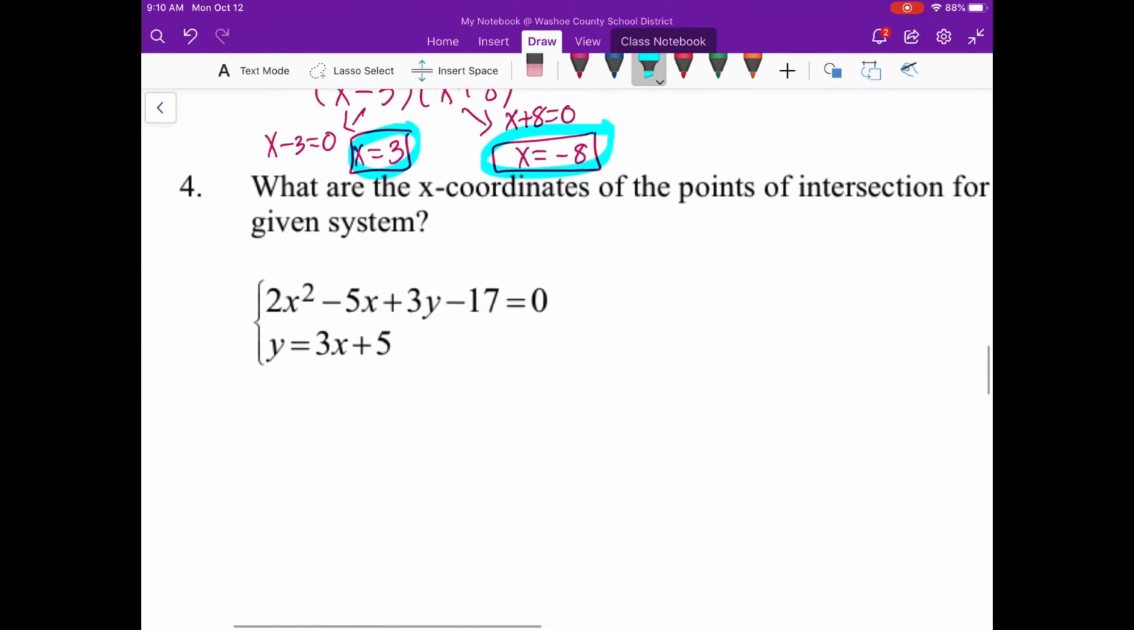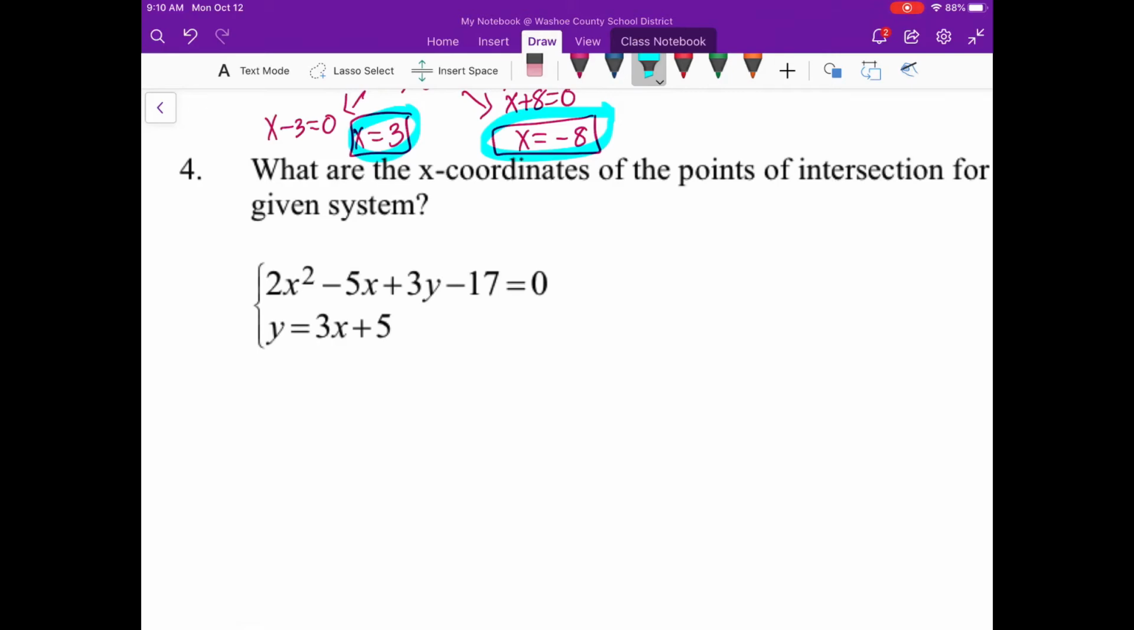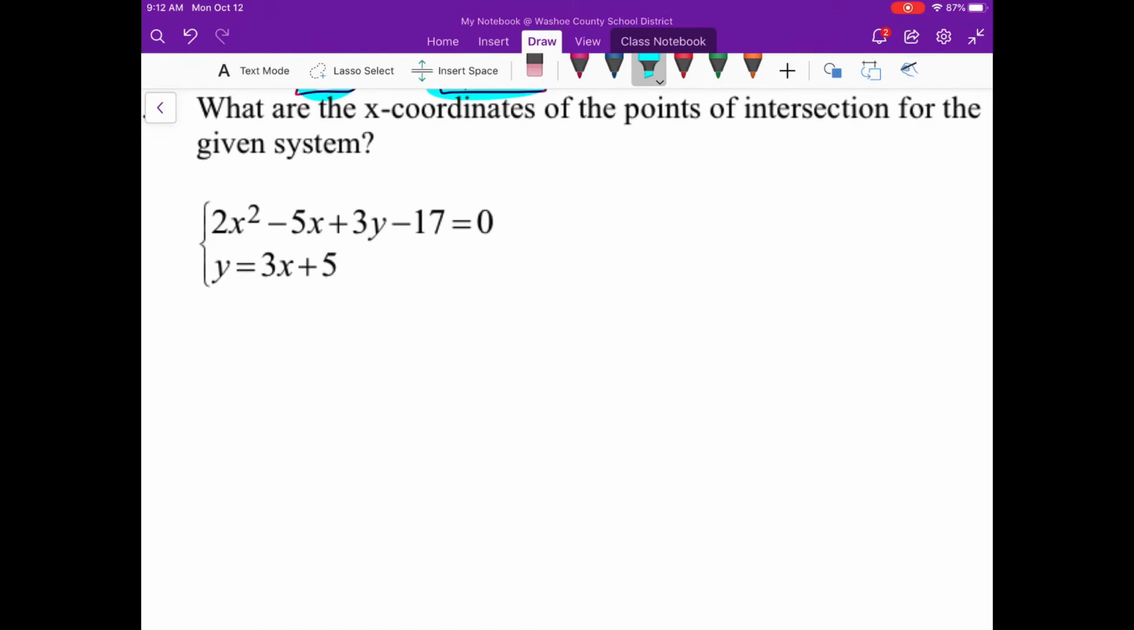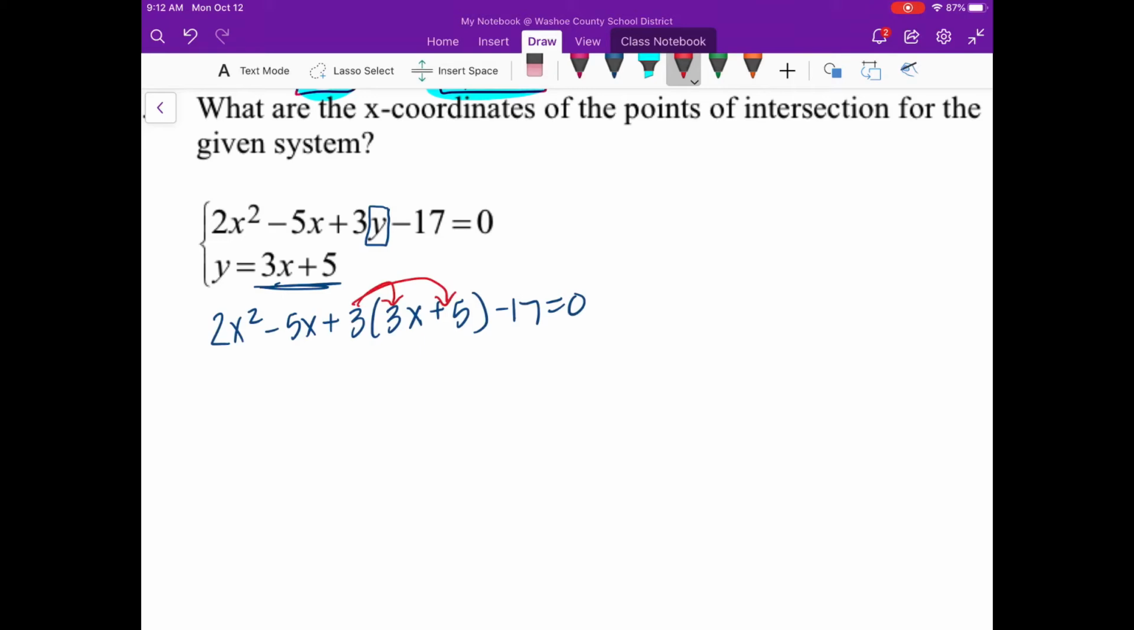So we're going to do the same thing. Go ahead and pause the video, and for this last problem, we're going to set it up very similarly. We're going to take this y and substitute it with what y equals. So I have 2x squared minus 5x plus 3 times 3x plus 5, then minus 17 equals 0. So again, this is the only thing being affected at first. I'm going to distribute that and get 9x plus 15, but everything else in my equation is still the same.